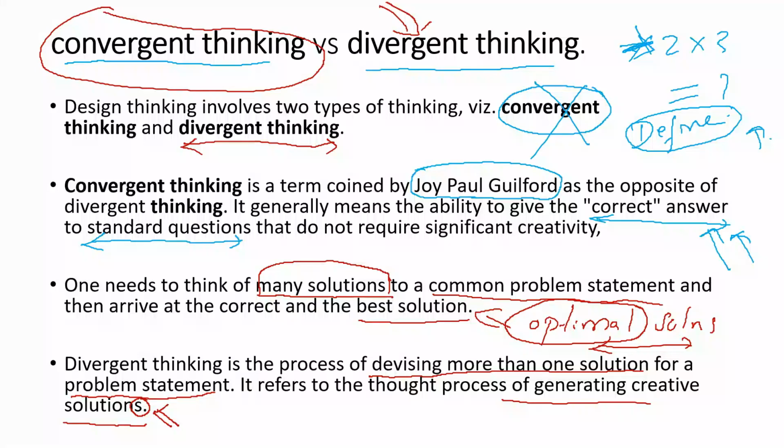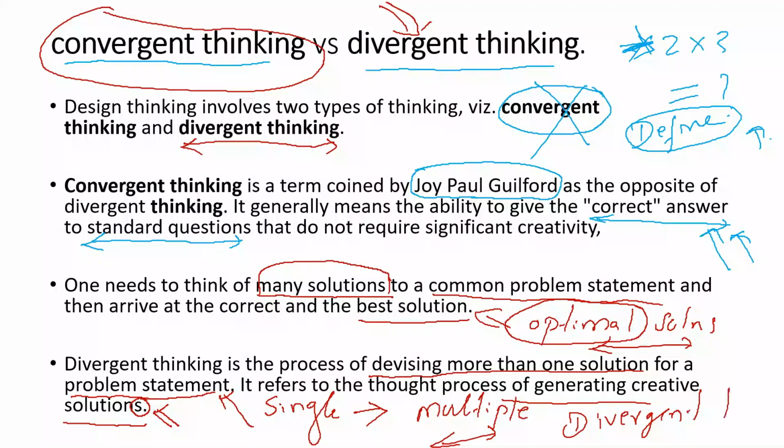It could be a singular problem. The problem identified can be a single problem. But what we are proposing is multiple solutions. Okay, multiple solutions are needed there. So multiple solutions means that it requires divergent thinking, right?